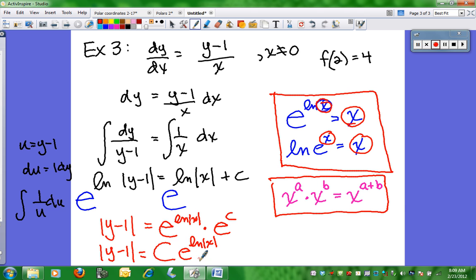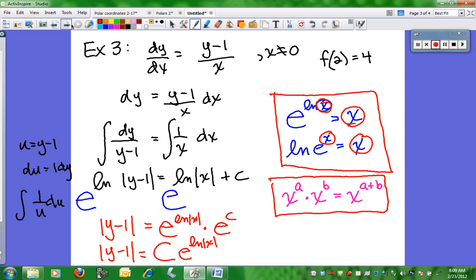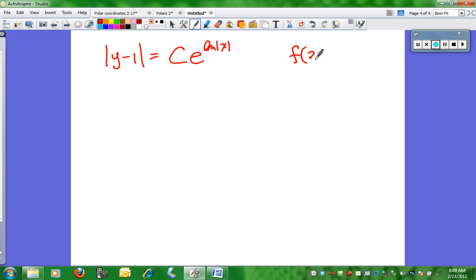That's what allows me, at this level, to use our initial condition and solve for c. I'm going to move on to the next screen, though. So the absolute value of y minus 1 equals c e to the natural log of the absolute value of x. If you remember, our initial condition was f of 2 equals 4. I plug 2 in for x. I plug 4 in for y.